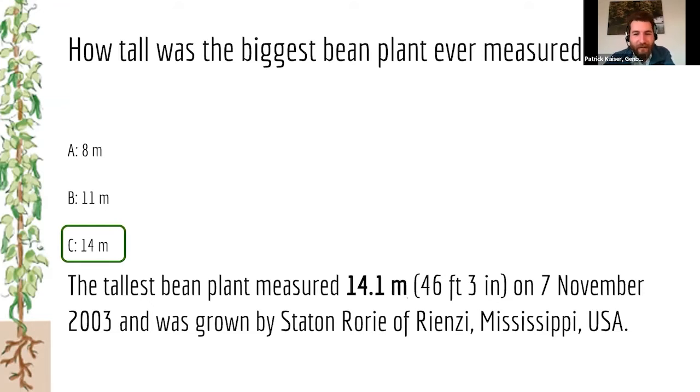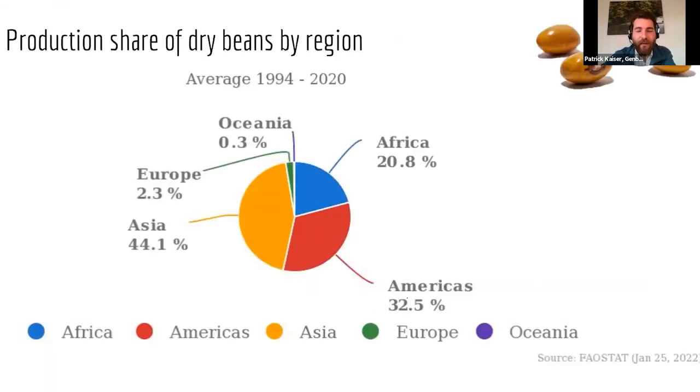But coming to more numbers regarding the production. Here I found a nice graphic of the production share of dry beans by region on the globe. And as we can see, if we look at the dry bean production, the major part comes from Asia. We can also feel that when we go to the shop and buy a pack of beans, it's mostly coming from Asia, a lot of it from China.